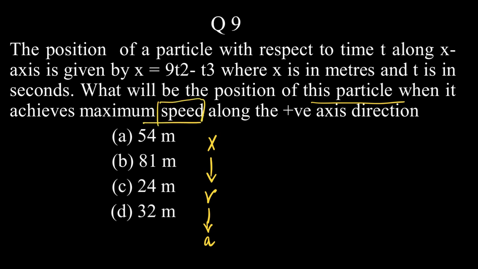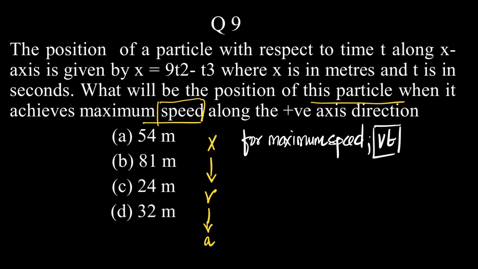Now, we've been asked to find out the position of this particle when it achieves maximum speed, right? So when we are finding maximum speed, we should understand that for maximum speed, we need to find out the VT relation first, right? It is in this VT relation.